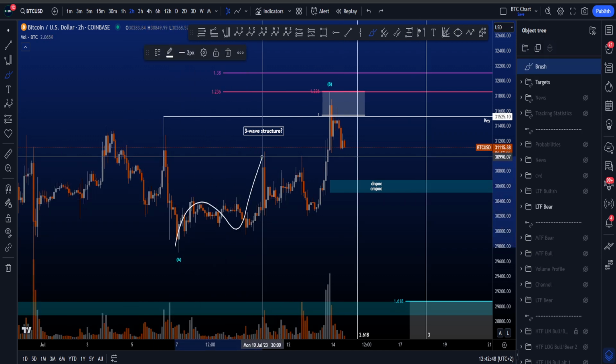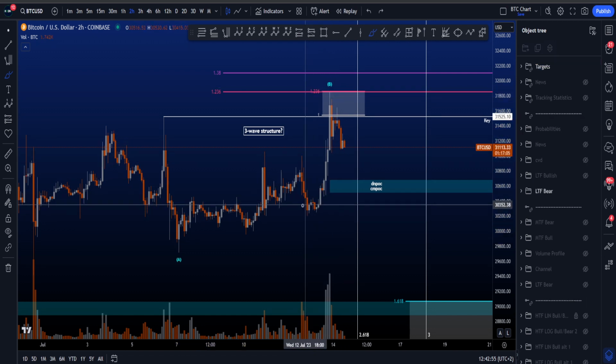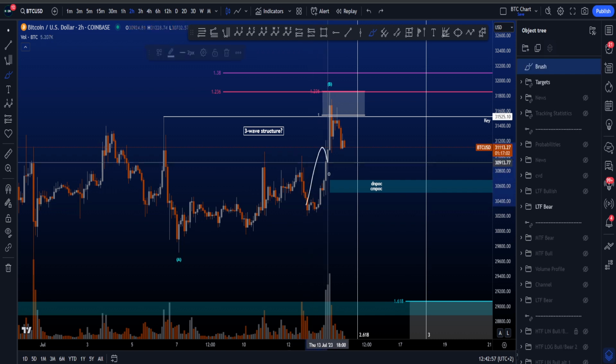Now we can count like 3 waves here, another 3 waves, and then you have this move over here. The question is, what is this move, right? It looks like an impulsive structure. Can it be a 3-wave structure?